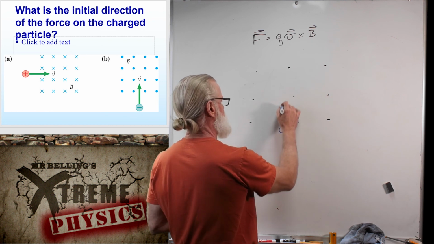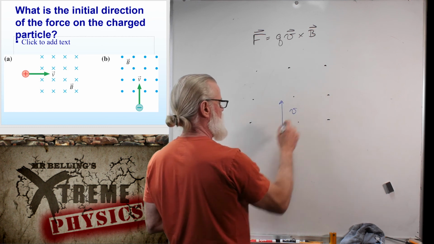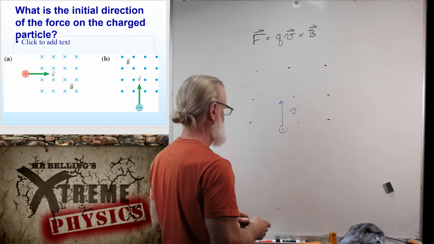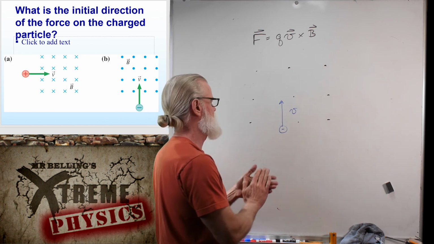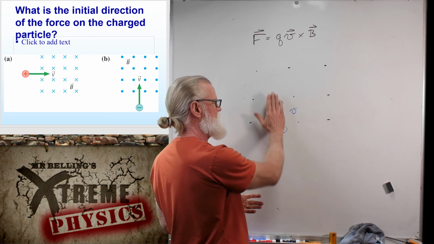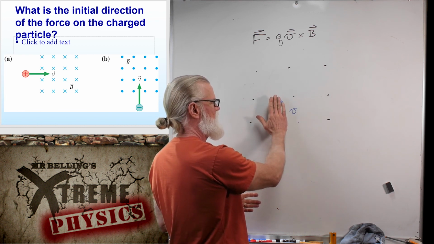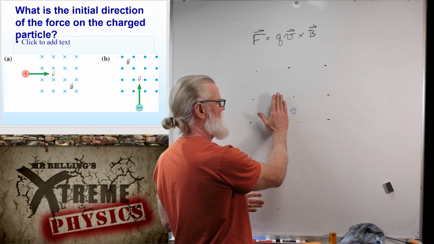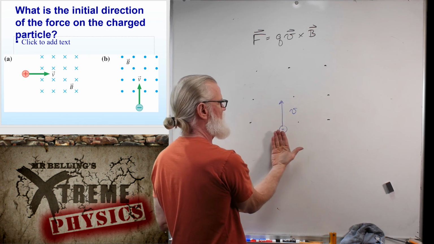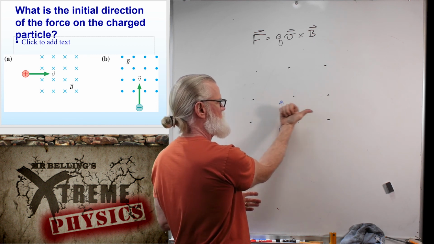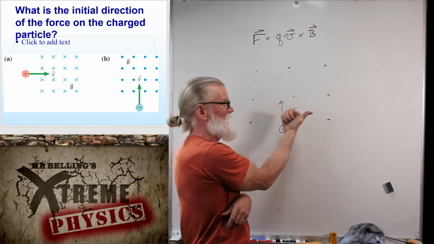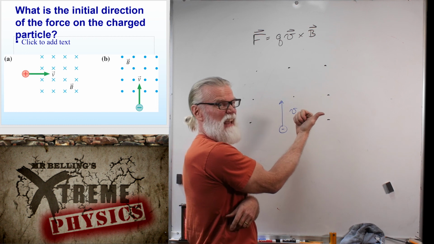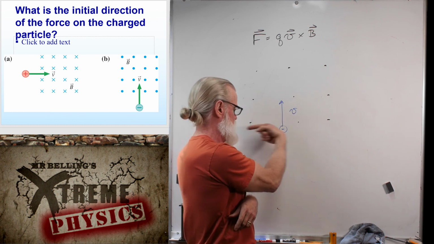All right, the next one had a uniform field, and it looked like it was coming out of the board, and we had a velocity like that. We had a negatively charged object. So what's going to be the direction of the force? Let's see. We got V cross B. I got B out of the board now, though. V cross B would experience a force this way if it was positive, but it's not positive. It's negative, so it's going to feel a force that way.